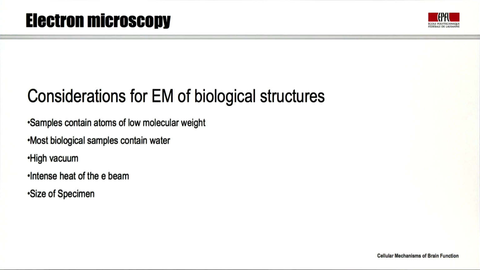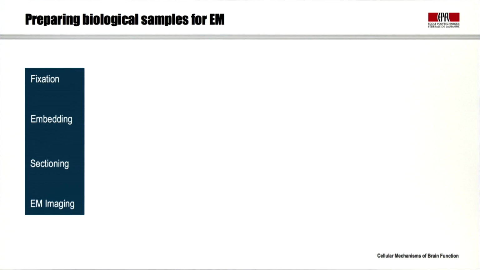Of course, most biological samples contain water, and we're going to be putting the sample into a high vacuum. So we need to think about removing that water, or at least stabilizing it. We also need to consider the intense heat of the electron beam and also the size of the specimen. We have to make sure we have a very, very small specimen that's put into the microscope. So the general scheme for preparing biological samples is, first of all, we need to think about the fixation. We need to stabilize the structure. We may need to think about embedding it in a medium in which it remains stable under the intense heat of the beam. We should consider sectioning the sample, and also we need to think about the EM imaging technique that we're of course going to be using.